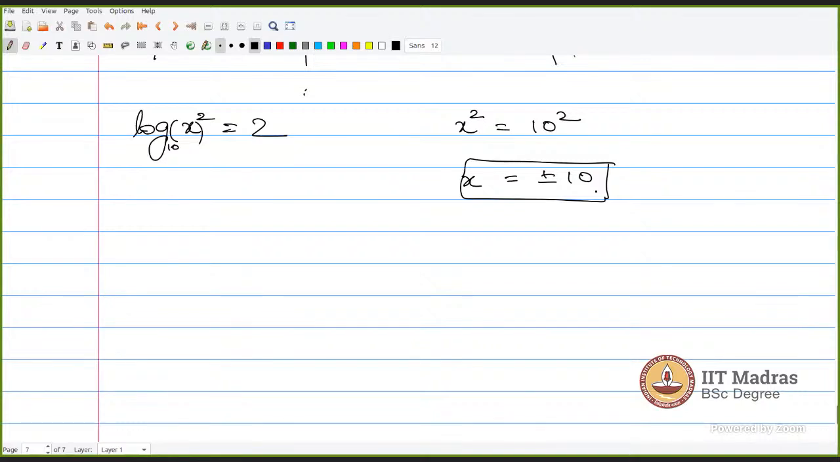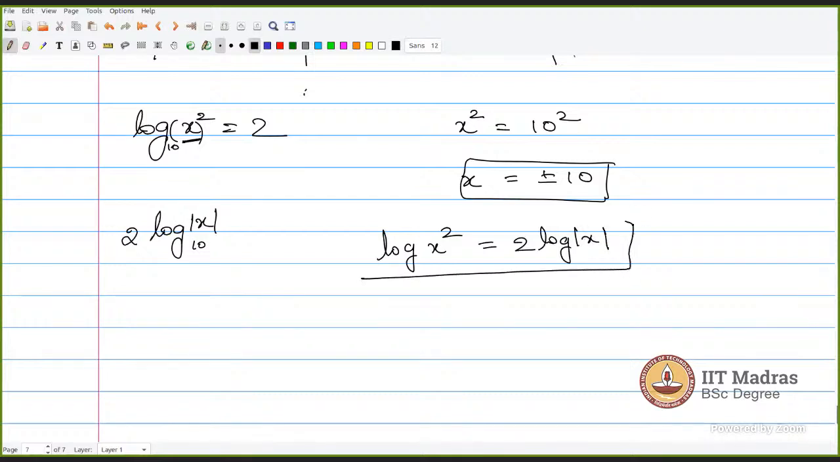But if I take it as 2 log x instead, when you are taking 2 log x, you are not supposed to write 2 log x to the base 10. You are supposed to write 2 log mod x to the base 10. If I take any even power outside, I have to make it mod inside. So both ways, the positive and negative values are valid for the domain. So log x square will be equal to 2 log mod x. This was my doubt. Thanks for clearing that.